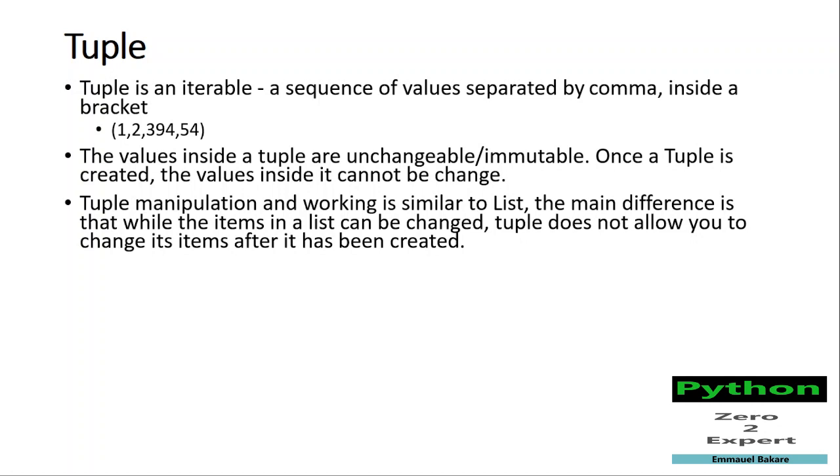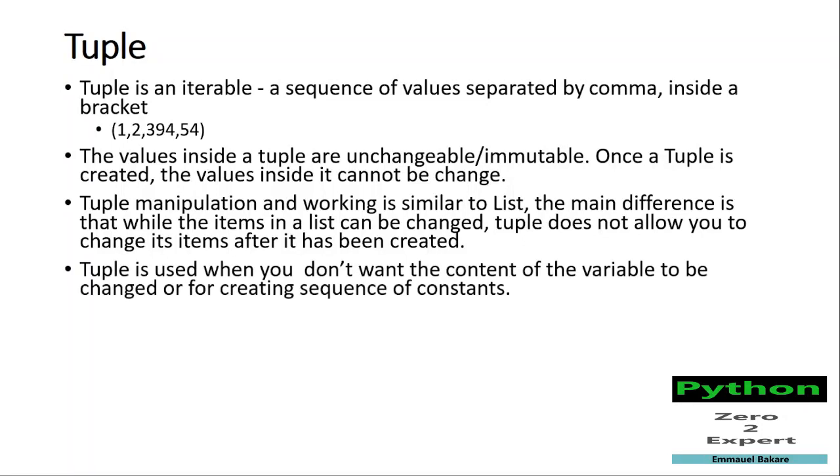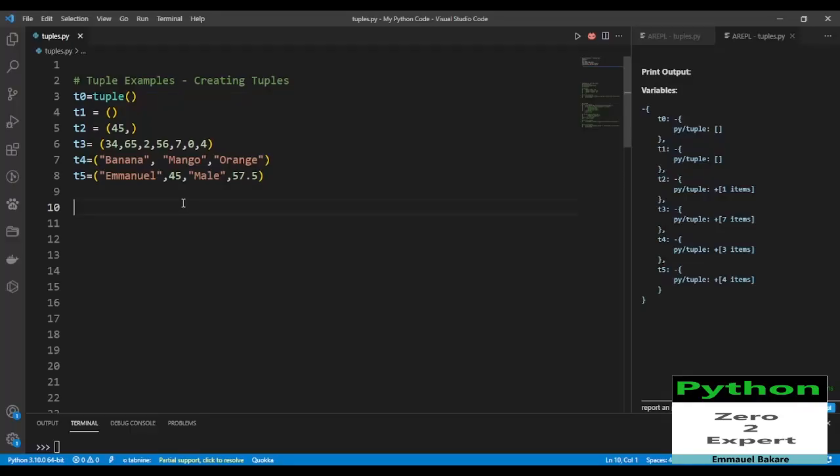Tuple manipulation and working is similar to a list. The main difference is that while the items in a list can be changed, a tuple does not allow you to change its items after it has been created. A tuple is used when you don't want the content of the variable to be changed, or for creating a sequence of constants. Look at these examples of tuple.